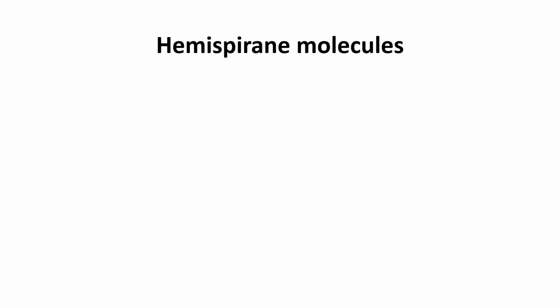See here, this is the hemispirene molecules. What are the hemispirene molecules? Spiro compounds will also be there, and allenes will also be there. If a double bond and a ring are present, we call it a hemispirene molecule, okay.